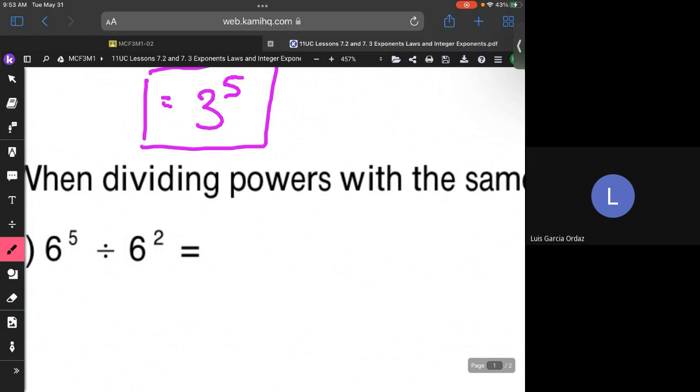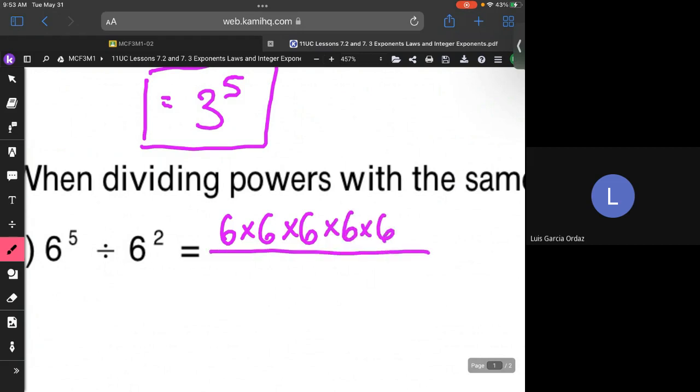So 6 to the power of 5, I can write as 6 times 6 times 6 times 6 times 6. And 6 to the power of 2, I can write as 6 times 6. So when we have a pair of numbers that are the same that we divide together, what do we get? What's 6 divided by 6? 1, which means I don't really need these guys. So again, 6 divided by 6 gives me 1. So how many 6s are left over? 3.